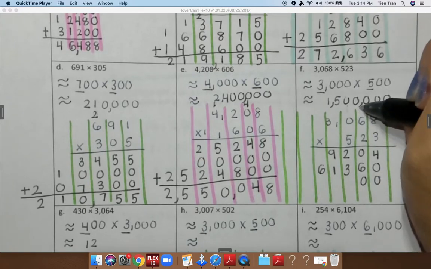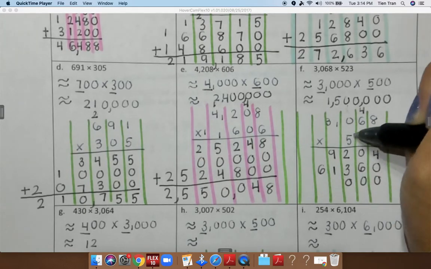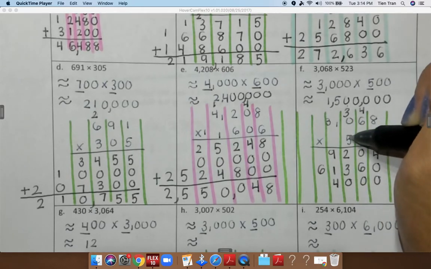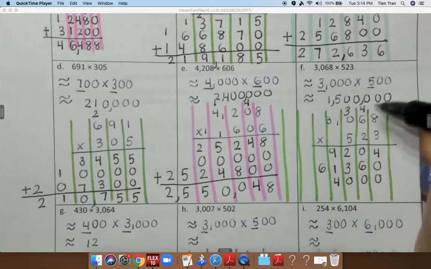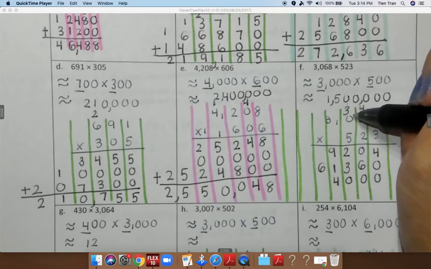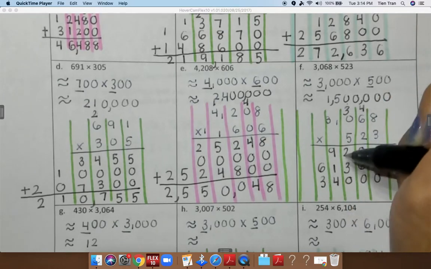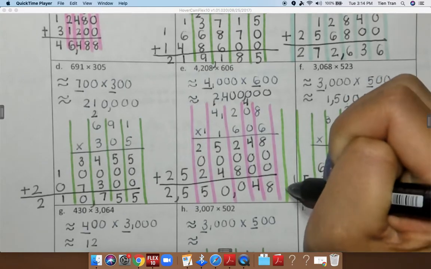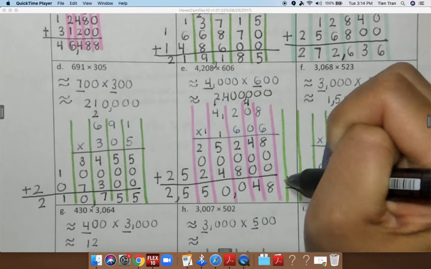5 times 8 is equal to 40. 5 times 6 is 30, plus 4 is 34. 5 times 0 is equal to 0. 0 plus 3 is equal to 3. And 5 times 3 is equal to 15. Now I'm going to add all of my numbers together.